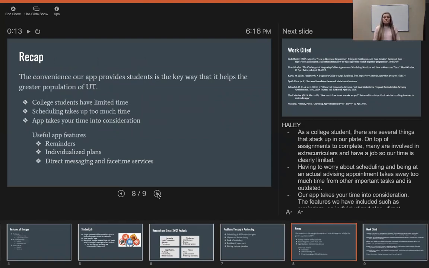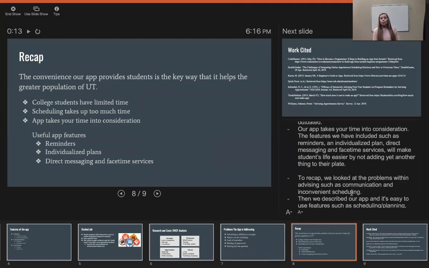So as college students, there are several things that stack up on our plates. On top of assignments to complete, many are involved in extracurriculars and have a job, so our time is clearly limited. So having to worry about scheduling and being at an actual advising appointment takes away too much time from other important tasks, and it's just outdated. Our app takes your time into consideration and uses features such as individualized plans, reminders, direct messaging, and FaceTime services that will make students' lives easier and not add another thing to their plate.